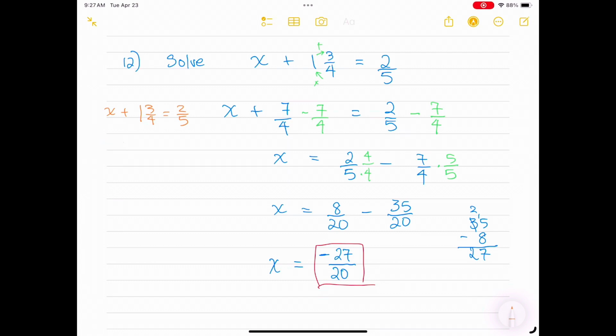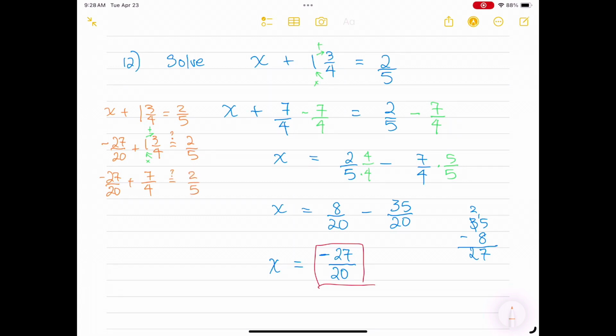And I write that equation out on the side. Negative 27 over 20 plus 1 3/4. Does that equal 2/5? So I convert 1 3/4 into the improper fraction 7/4, and I do that addition.